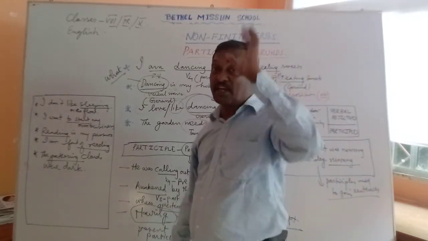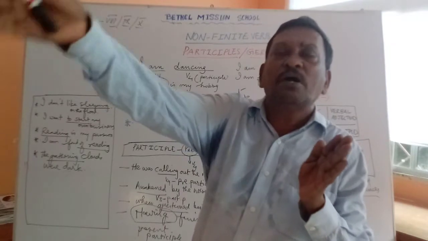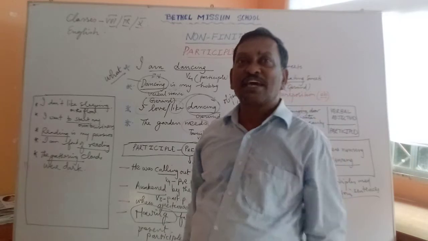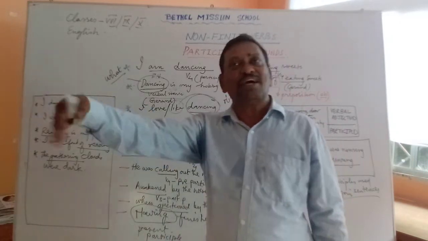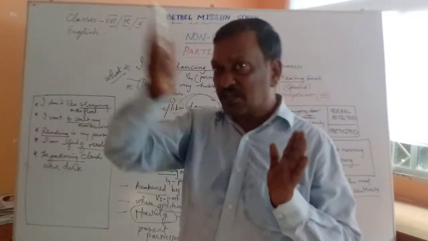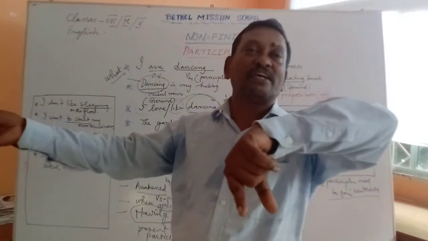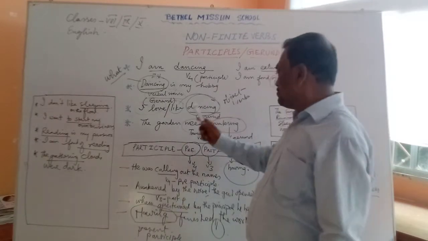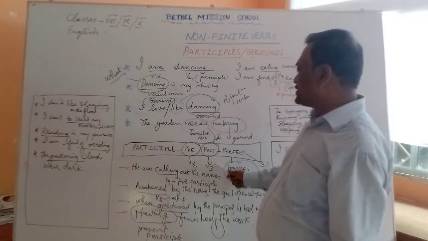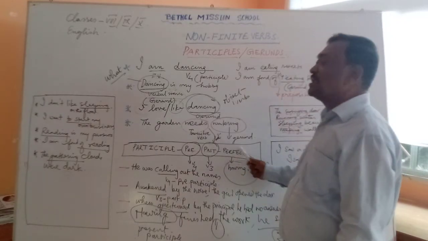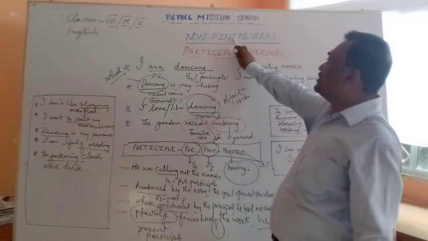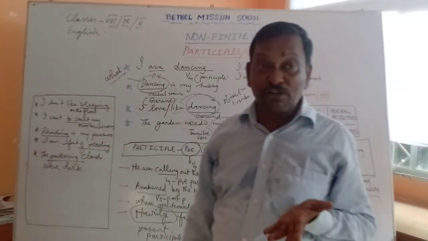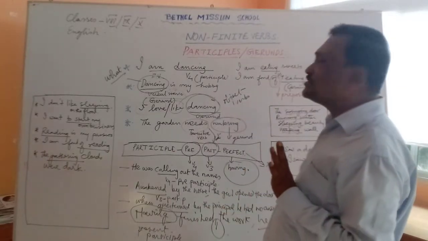And another example, having taken aim, the hunter shot the tiger. Two actions. Having taken aim, that is the first action. The hunter shot the tiger, that is the second action. So first he aims, then he shoots. So having taken aim, perfect participle. So present participle, past participle and perfect participle, they come under the non-finites. The use of participles is very important. I will be giving you some exercises you can do once the class is over.